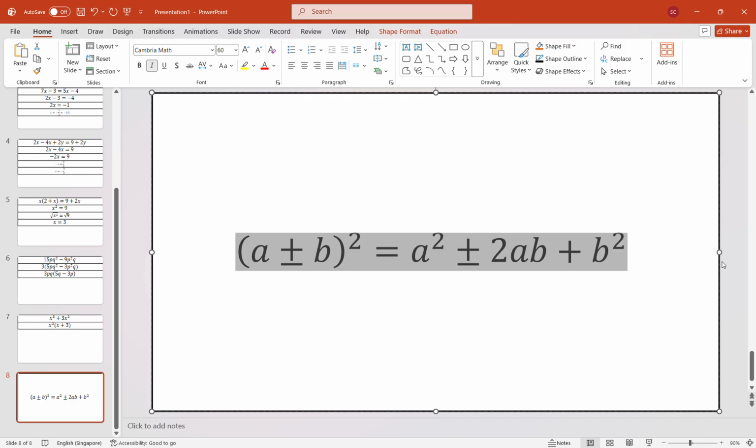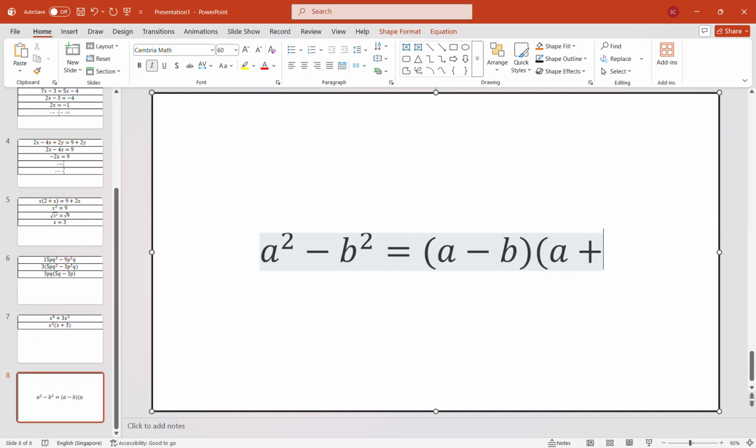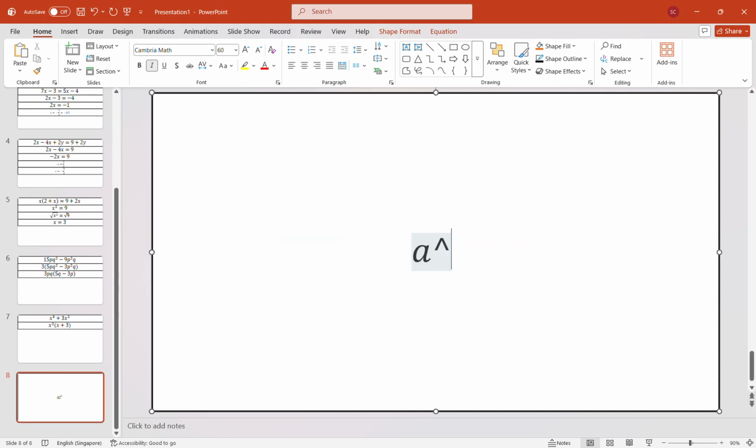Now here's another law. Apparently a squared minus b squared equals (a minus b)(a plus b). And a squared plus b squared, you can just think of it as a squared minus negative b squared.